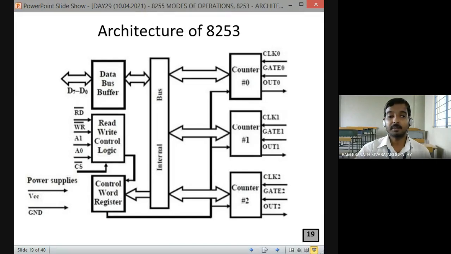The address of whichever counter you are going to program. If A1 A0 is 00, what does it mean? Counter 0. 01, what does it mean? Counter 1. 10, what does it mean? Counter 2. If I put A1 A0 equal to 11, what does it mean? If both A1 and A0 are 1, what is the meaning? Which register will get selected?